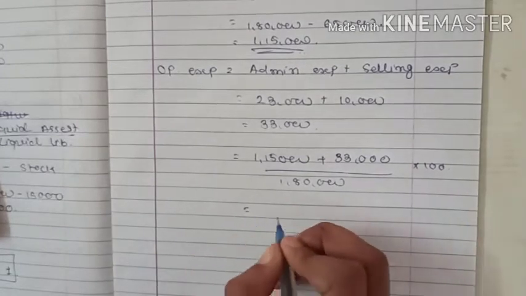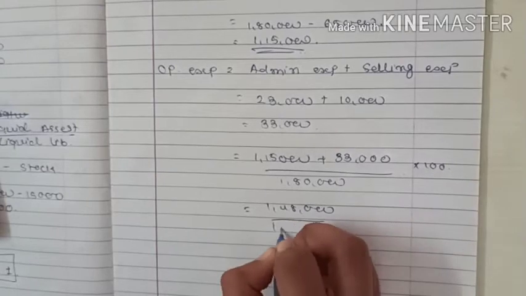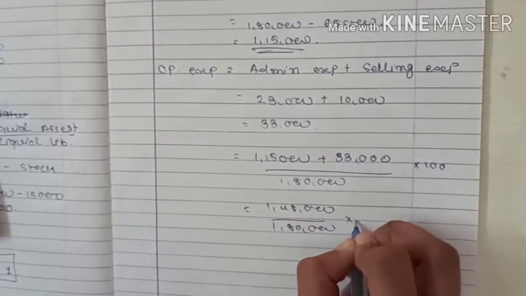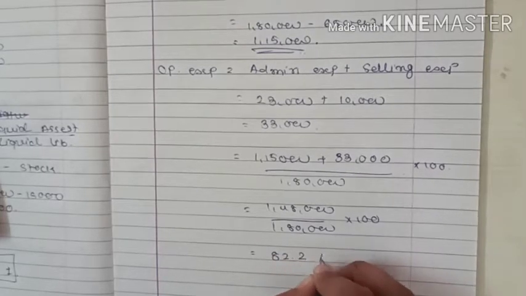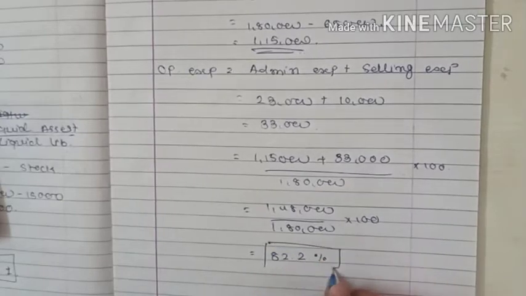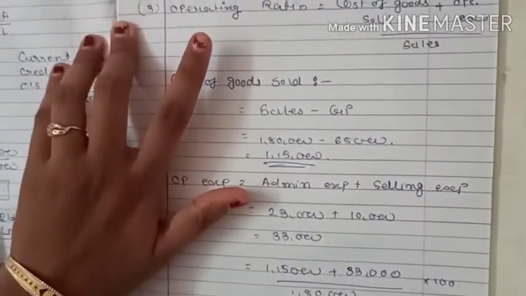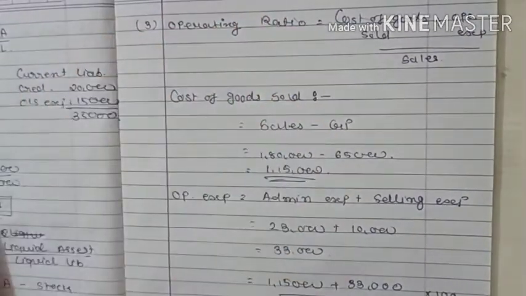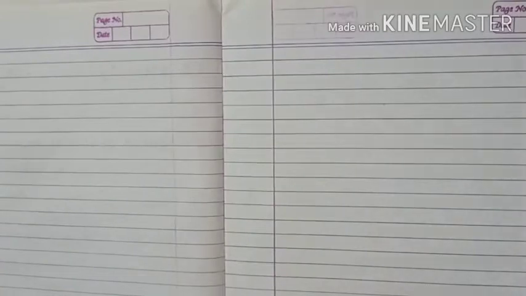So it will come 1,48,000 divided by 1,80,000 into 100. The answer will be 82.2%. Right? That is, the operating ratio is 82.2%. Now the fourth ratio is the stock turnover ratio.